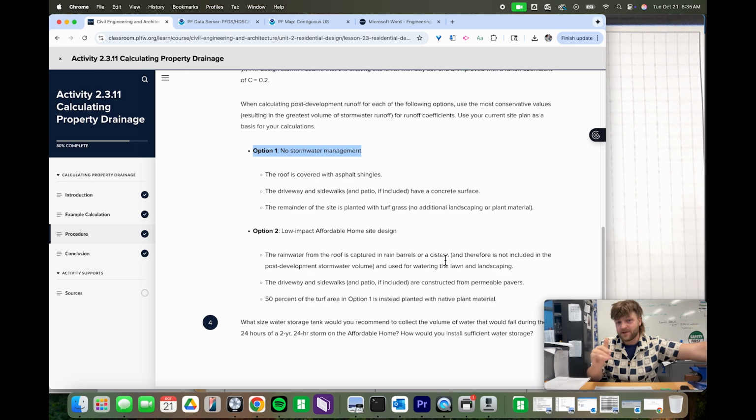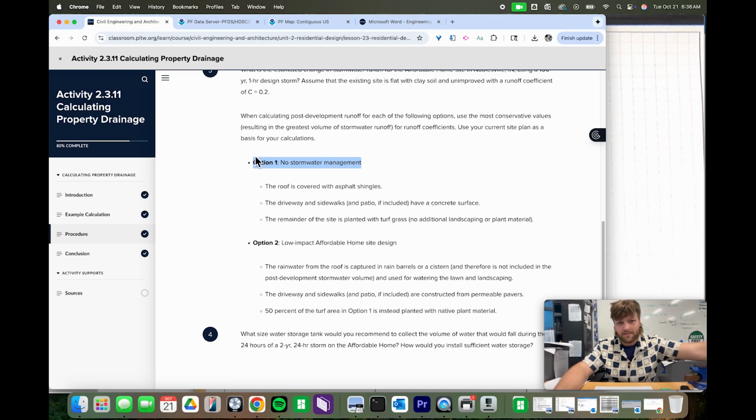The second thing for option 2 is that the driveway and sidewalks, and also the patio if you have that, are going to be constructed from permeable pavers, all right? The third thing is that 50% of the turf area in option 1 is instead planted with native plant material. So if you use native plants, that is also additionally low impact design. Make sure that you remember what low impact design looks like for our site plans. All right. So keep those in mind.